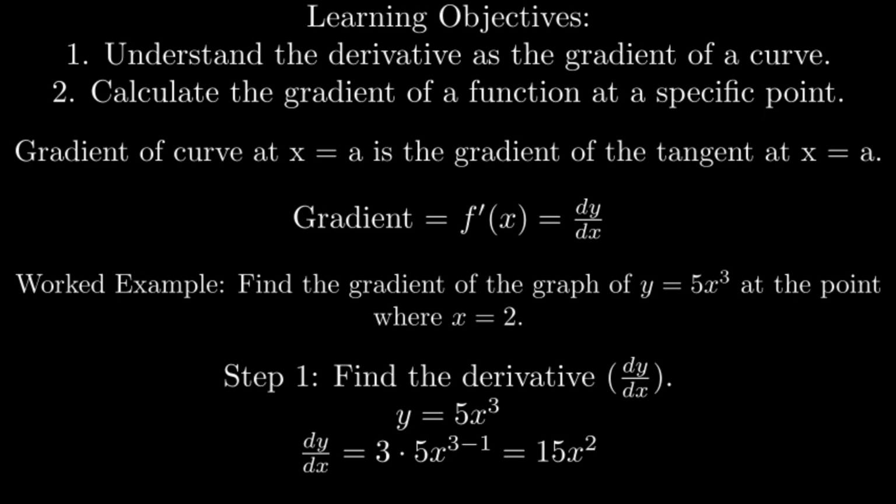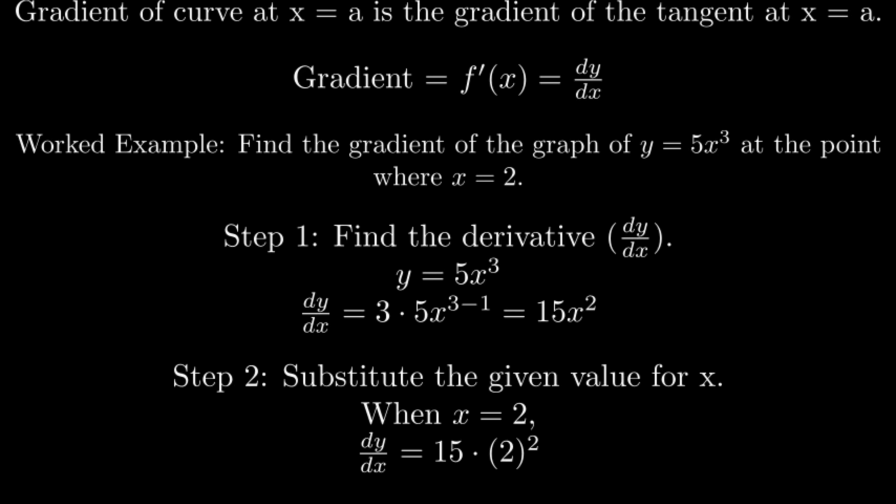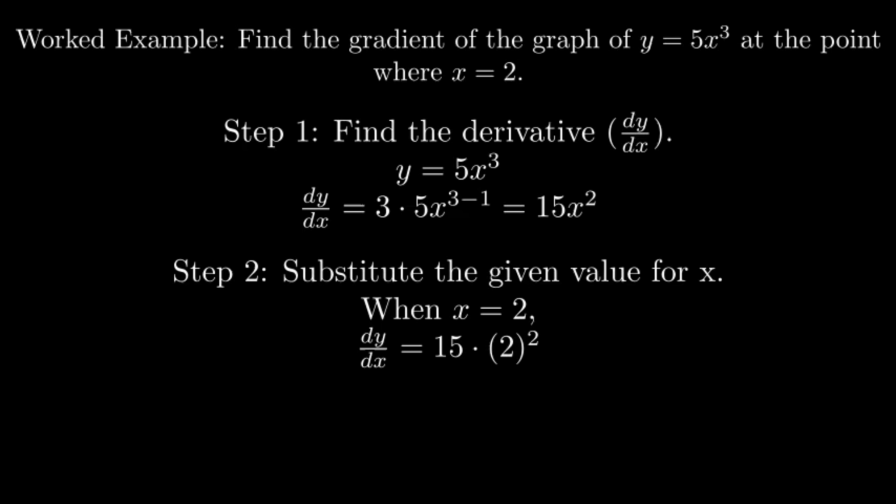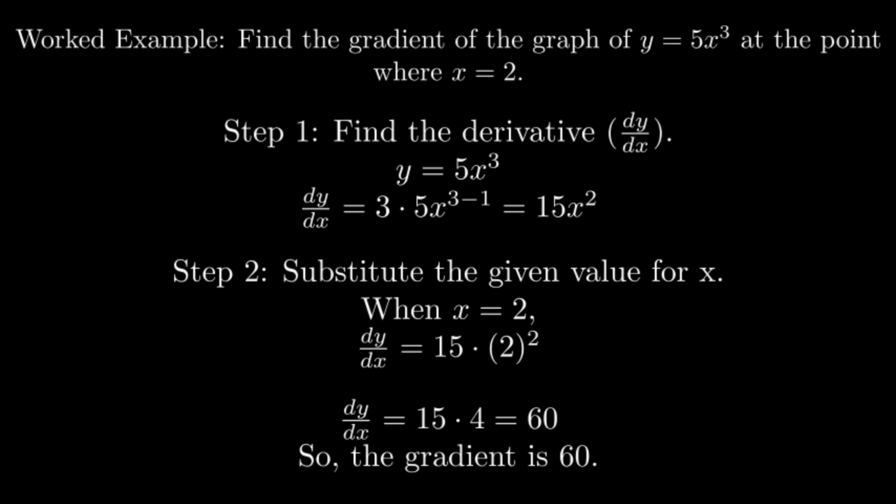Now for the second step, we want the gradient at the specific point where x equals 2. So we substitute 2 for x in our derivative expression. We get 15 times 2 squared. 2 squared is 4, and 15 times 4 is 60. So the gradient of the curve y equals 5x cubed at the point x equals 2 is exactly 60. It's that straightforward. Differentiate, then substitute.